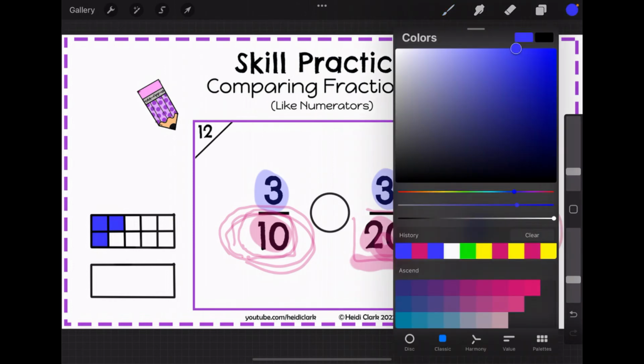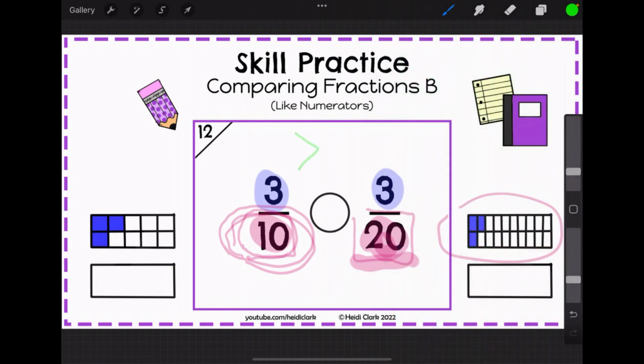Now we can draw our alligator or our Pac-Man. It looks like this. And you want the mouth to be opening towards the bigger fraction. So we're going to draw it like this.